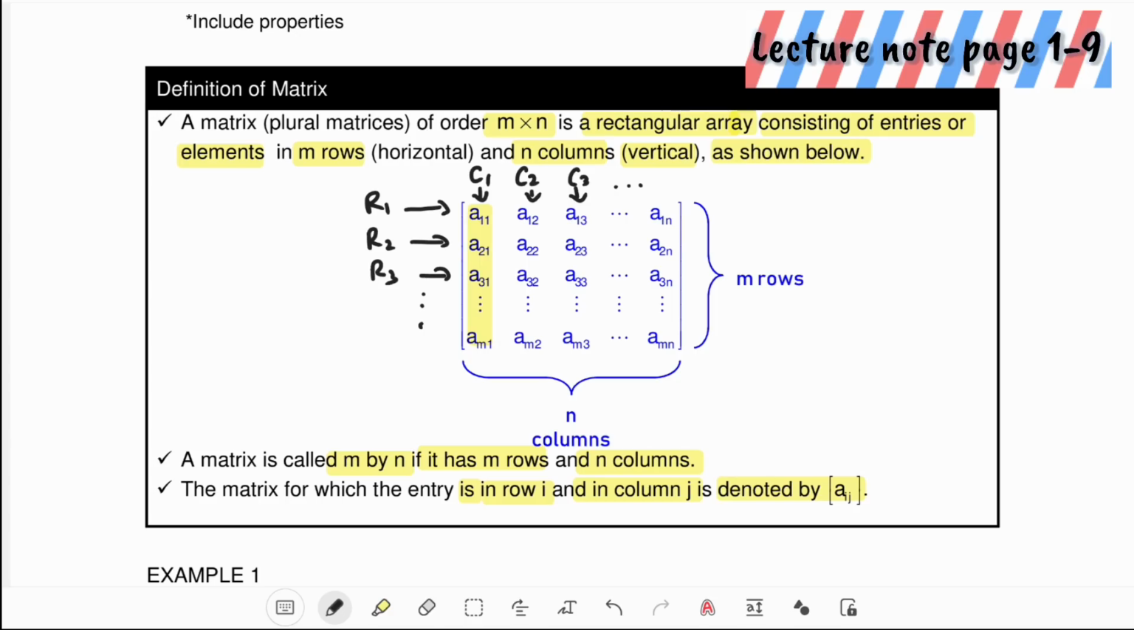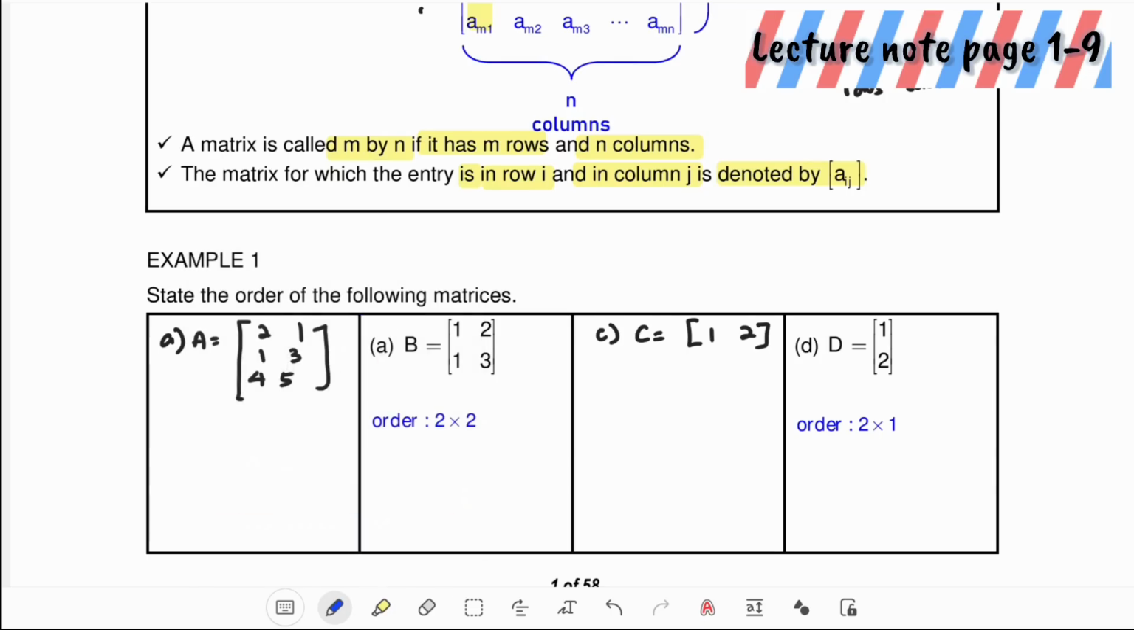By identifying the number of rows and columns, you can identify the order of the given matrix. We write the order of a matrix A as m by n, where m stands for the number of rows and n is the number of columns.